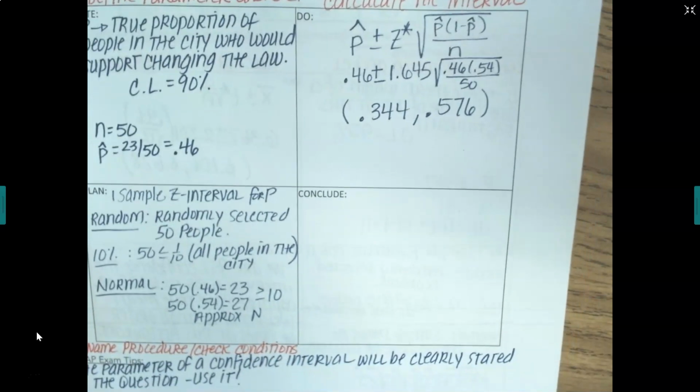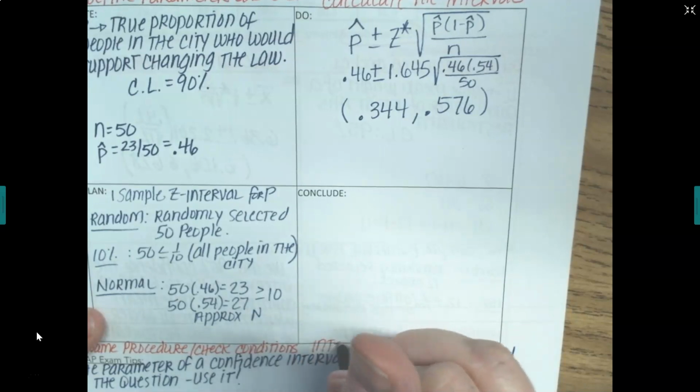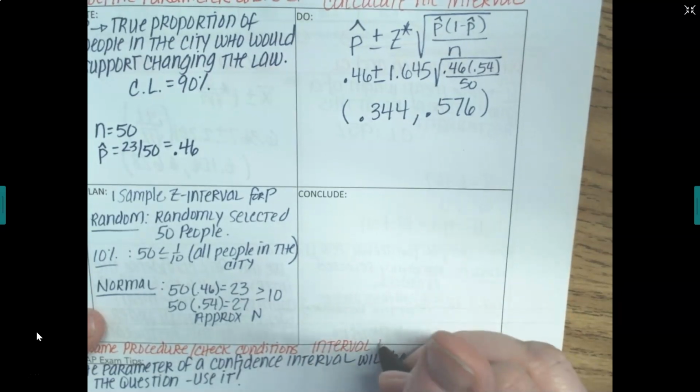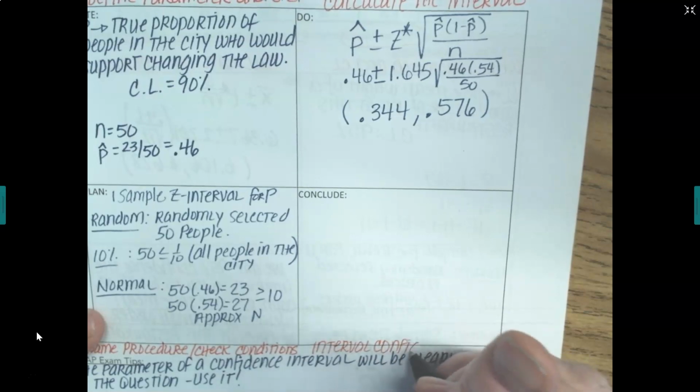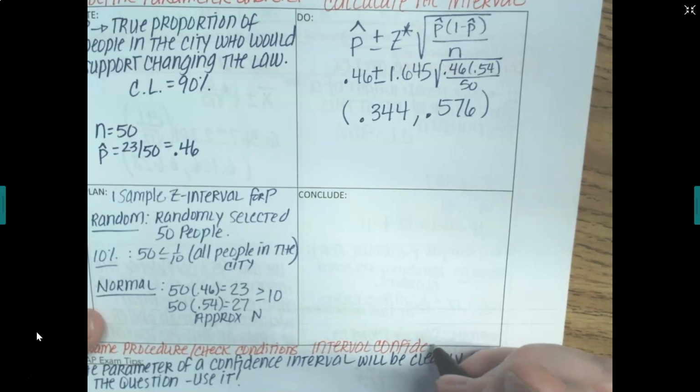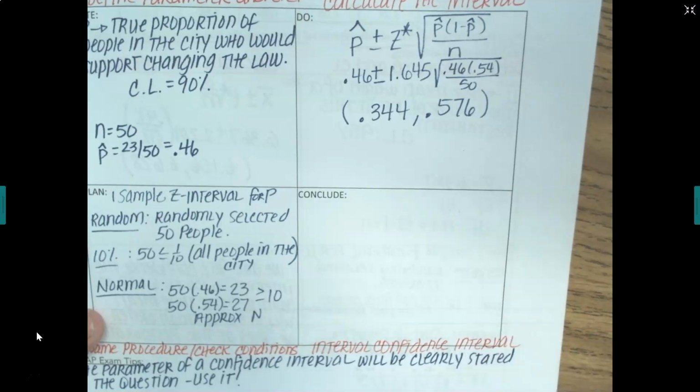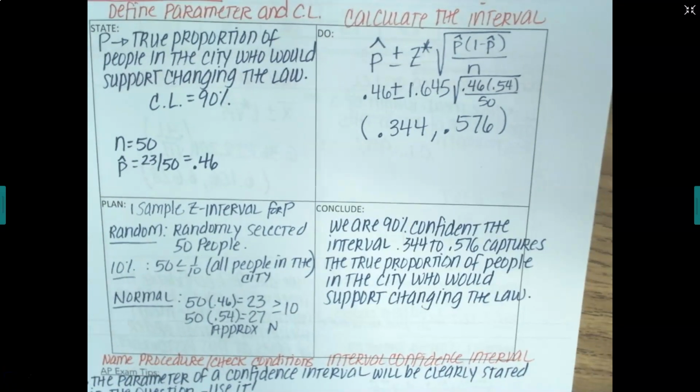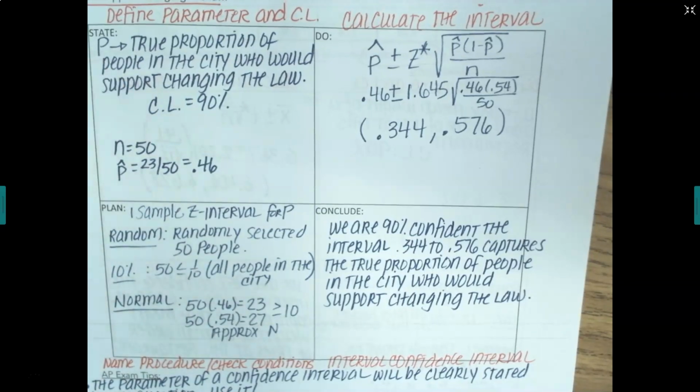Then our final step is to interpret the confidence interval. So using the same idea that we did last time, you want to say, we are this % confident. So go ahead and try that on your own and then come back to see how you did. So for our conclusion, we are 90% confident the interval 0.344 to 0.576 captures the what? Go back to your parameter: the true proportion of people in the city who would support changing the law. Okay, so that will cover our conclusion for that.